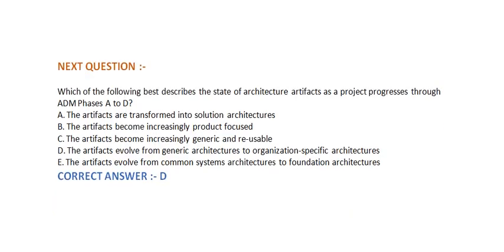Next question is, which of the following best describes the state of architecture artifacts as a project progresses through ADM phases A to D? Option A, the artifacts are transformed into solution architectures. Option B, the artifacts become increasingly product focused. Option C, the artifacts become increasingly generic and reusable. Option D, the artifacts evolve from generic architectures to organization-specific architectures. And option E, the artifacts evolve from common system architectures to foundation architectures. And the correct answer is option D.